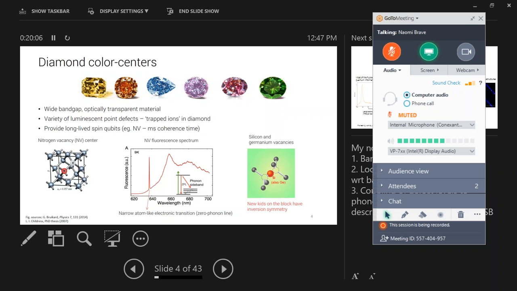So if you take a look at the fluorescence spectrum of these defects, this is an example of the NV fluorescence spectrum, you see something like this, typically, where there's a sharp peak, and then there's a broad shoulder. So the sharp peak arises from a narrow atom-like electronic transition. So these are, say, 2 levels of the defect, and there is basically what you would see in atomic systems. And this is what's called the ZPL, or the zero phonon line.